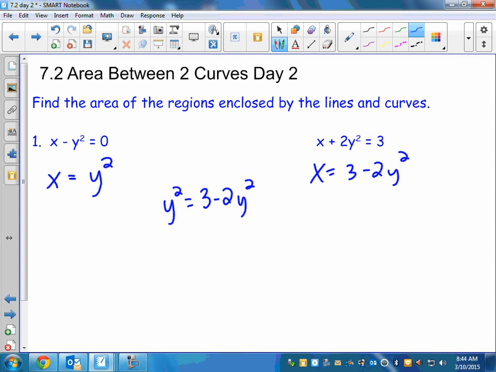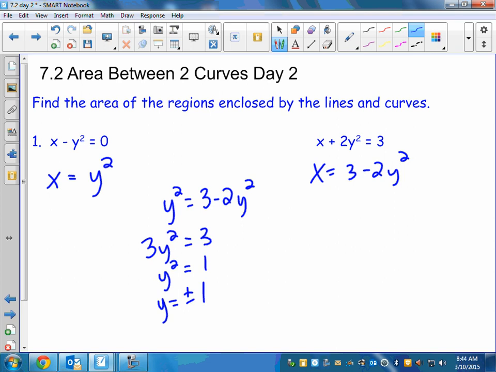So if I add that over, would that be 3y squared equals 3, y squared equals 1, y equals plus or minus 1? So those are my bounds. It intersects at -1 and 1 on the y-axis.